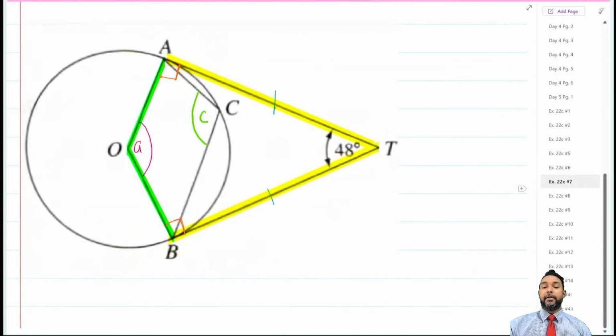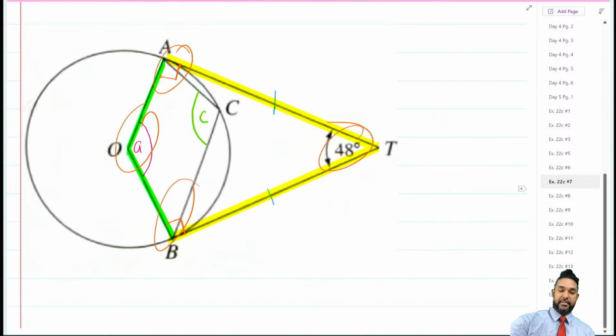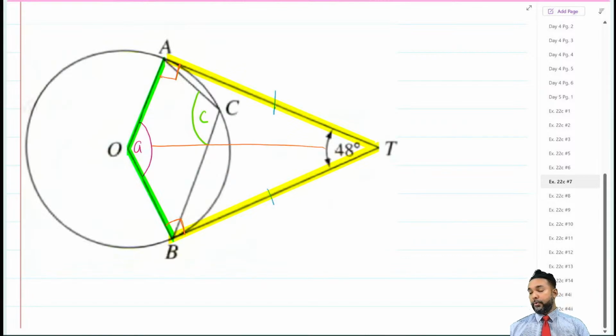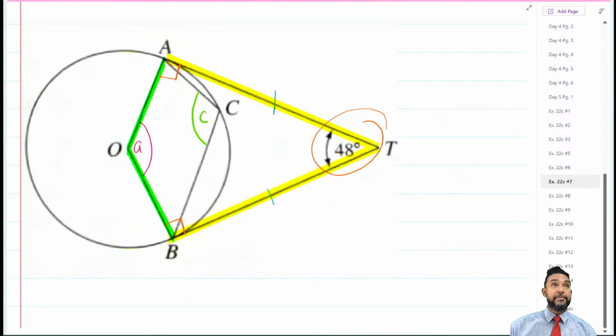So therefore, if we add up these 4 angles, we get 360. We know that adding up these 2 will give us 180 because they are both 90 degrees, which means adding up these 2 will give us 180 as well. So we could find A by doing what? Taking 48 and subtracting it from 180, because those 2 angles are supplementary.